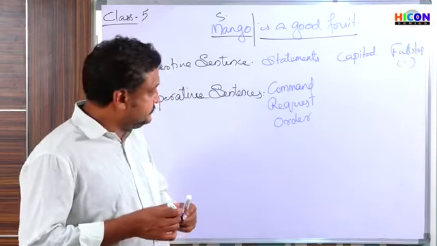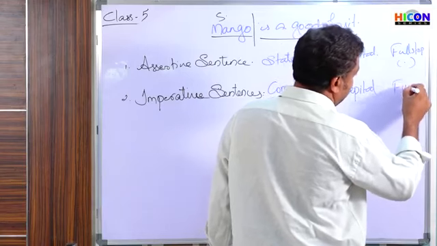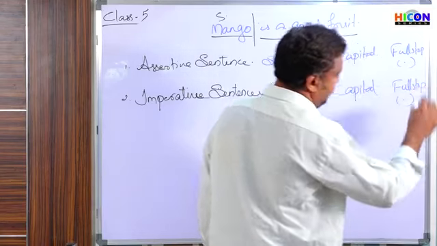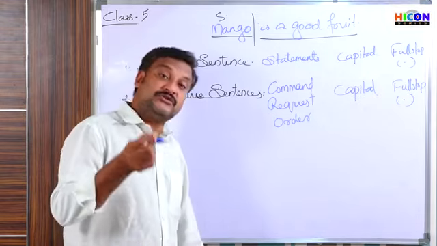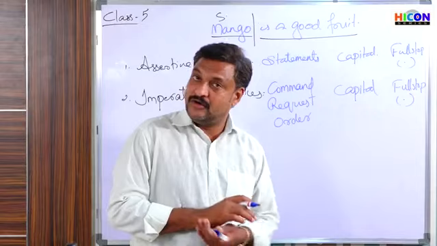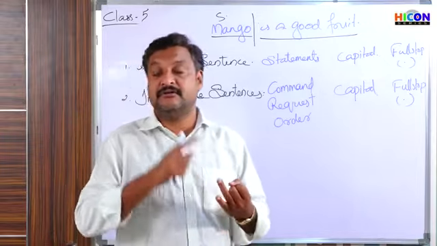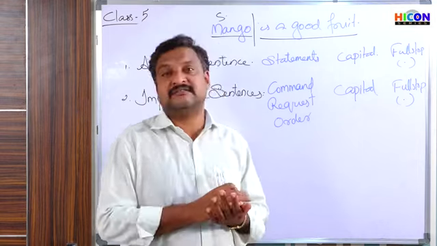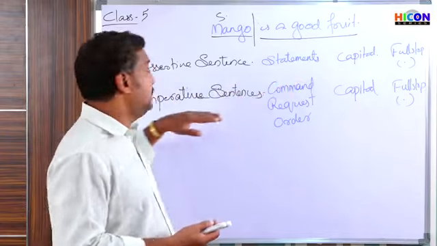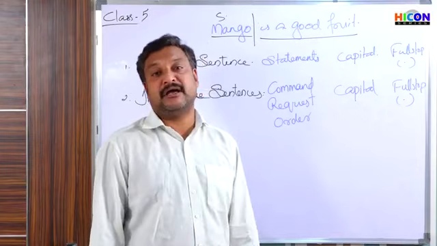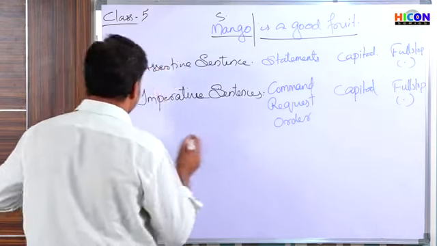Then they also start with a capital letter and end with a full stop. Just like the assertive sentences, they also start with a capital letter and end with a full stop. Then what is the difference between an assertive sentence and an imperative sentence? Assertive sentences are simple statements, whereas imperative sentences are used for expressing commands, making requests, giving orders, etc. Now, we have interrogative sentences.